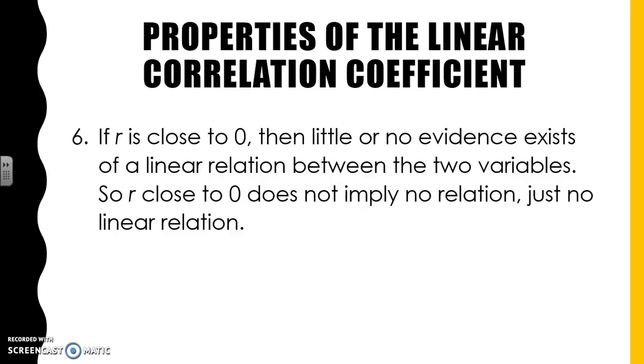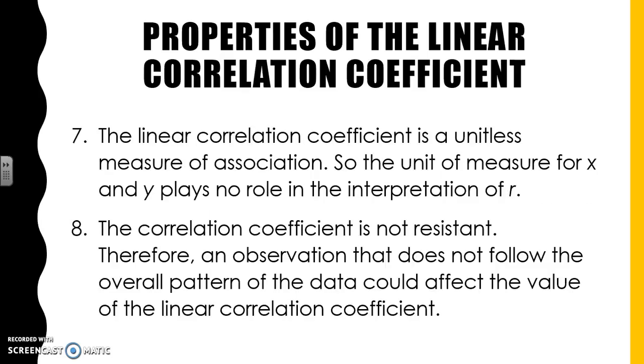If R is close to 0, then little or no evidence exists of a linear relationship. Just because R is close to 0 doesn't imply that there's no relationship, just no linear relationship. Again, R is measuring the linear relation between the variables. It is unitless and it is non-resistant. If you go back and think about how we were talking about mean and median and which one was resistant back in chapter 3, you can think about it that way.